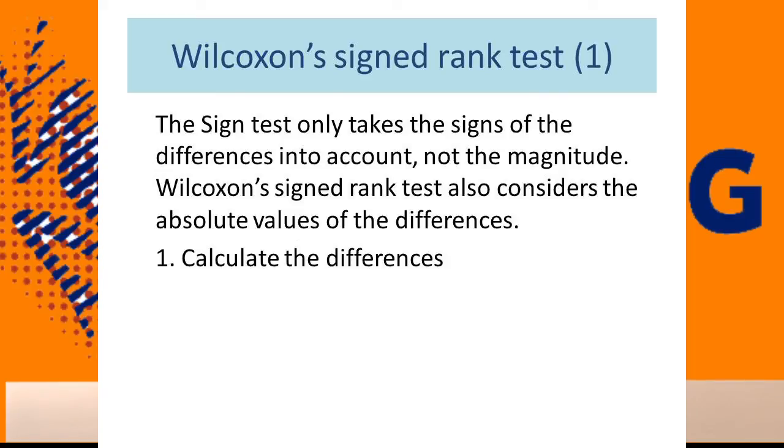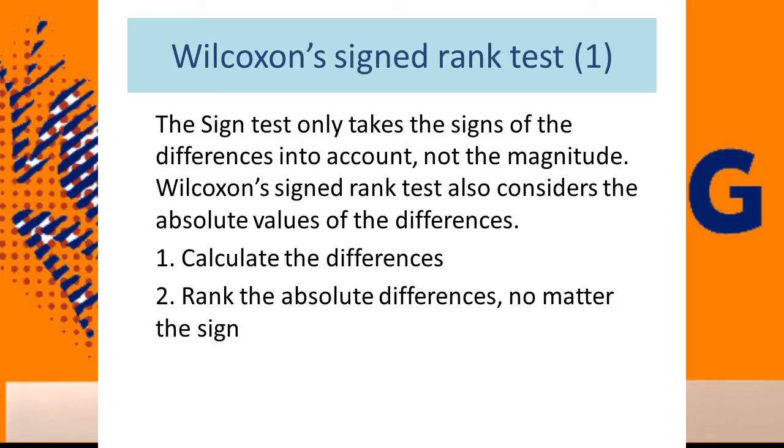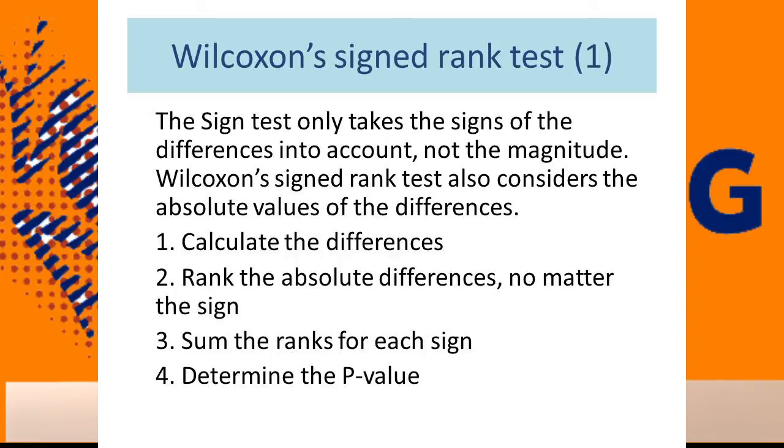First, calculate the differences between the paired observations. Second, rank the absolute differences, no matter the sign. Third, sum the ranks for each sign. And fourth, determine the p-value.